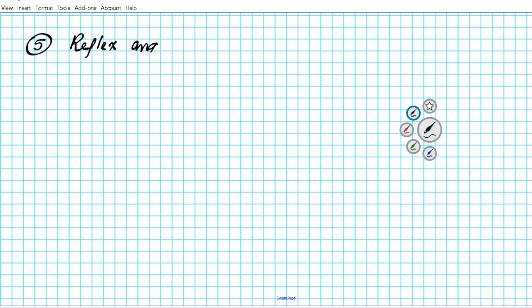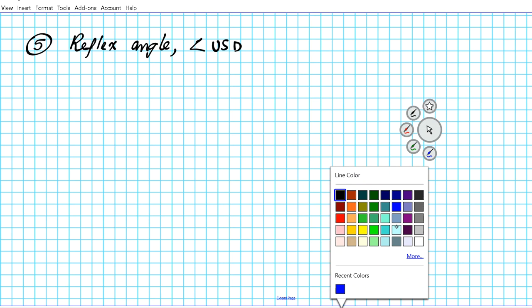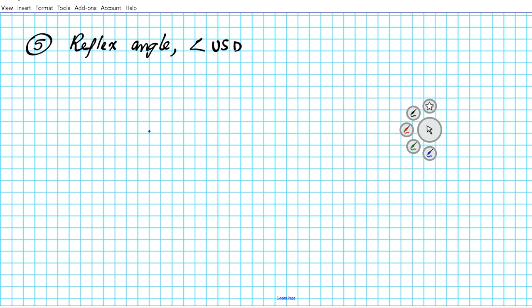A reflex angle, and the reflex angle is angle USD. Let's do it. So to get us started, we're going to draw our compass, get ourselves oriented: north, south, east, and west. The first one goes in the 0 direction. That's the first ray, which contains the first point U. And then where does the other one go?